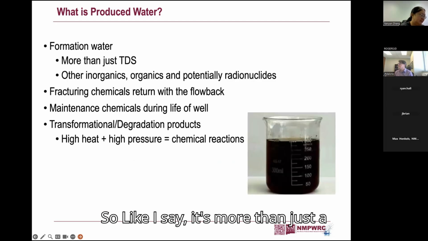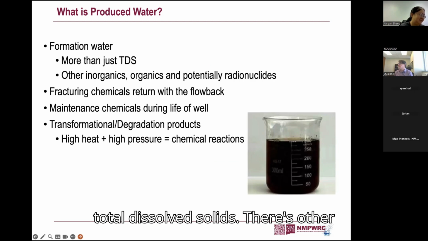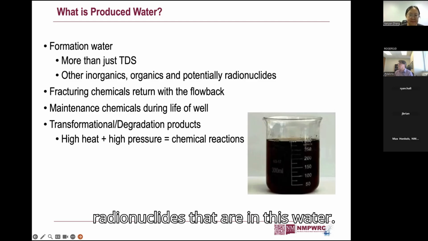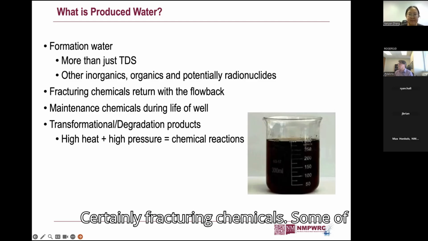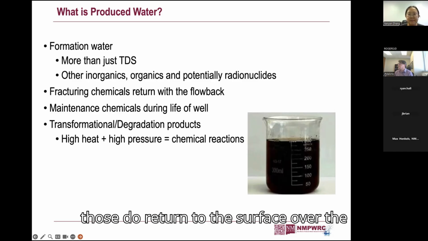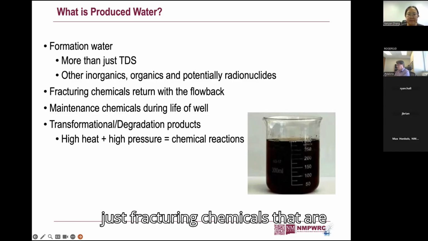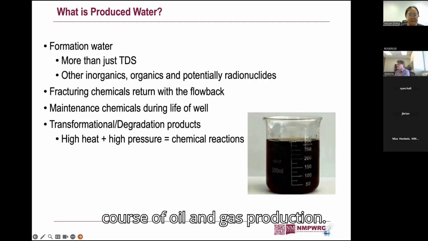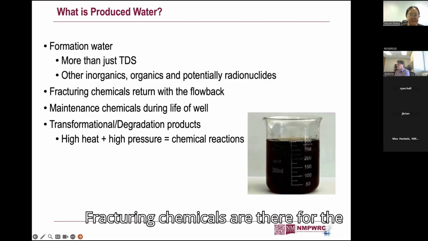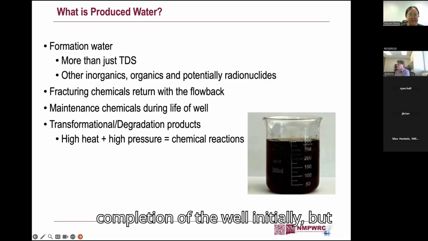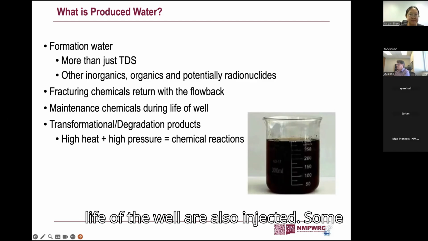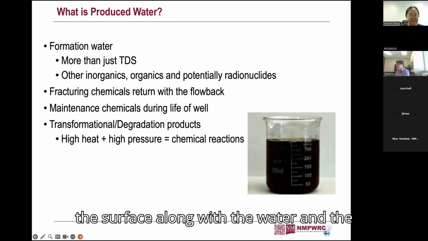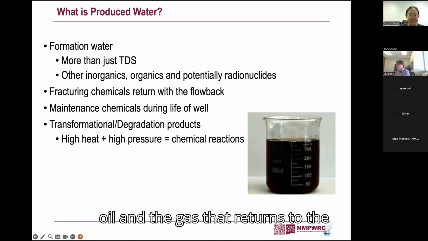Like I say, it's more than just the formation water and more than just total dissolved solids. There are other inorganics and organics, and potentially radionuclides in this water. Certainly fracturing chemicals, some of which do return to the surface over the life of the well, but there's more than just fracturing chemicals injected through the course of oil and gas production. Fracturing chemicals are there for the initial completion of the well, but ongoing maintenance chemicals are also injected for the life of the well. Some of those will also be returned to the surface along with the water and the oil and the gas.